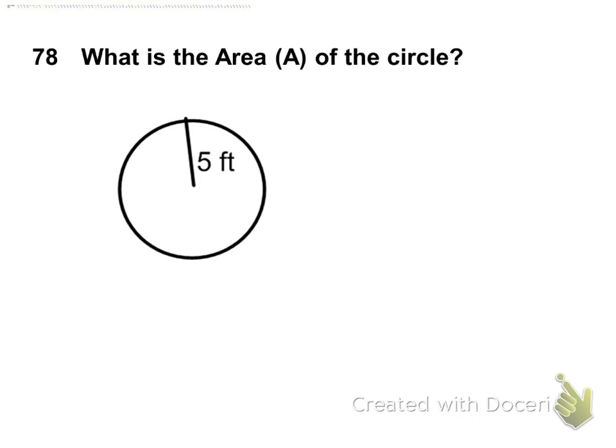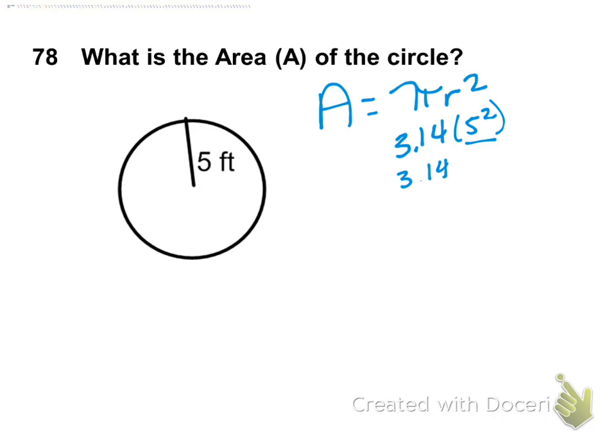Let's try an example together. What is the area of the circle? What's my formula for area again? Area equals pi r squared. What's my pi? 3.14. What's my radius? My radius is 5, and I have to square it. So what is 5 squared? So 3.14 times 5 squared, which is 25. So I just need to multiply 3.14 by 25.